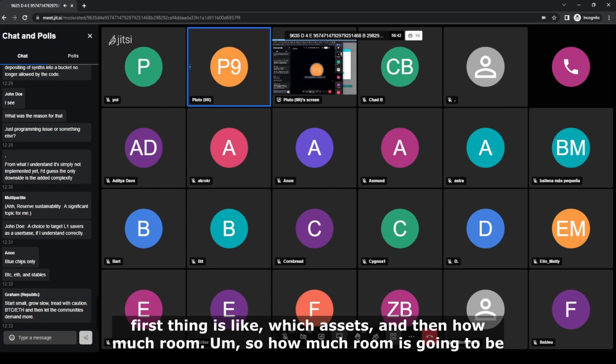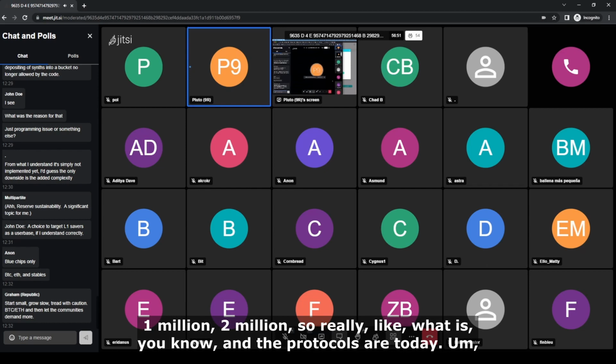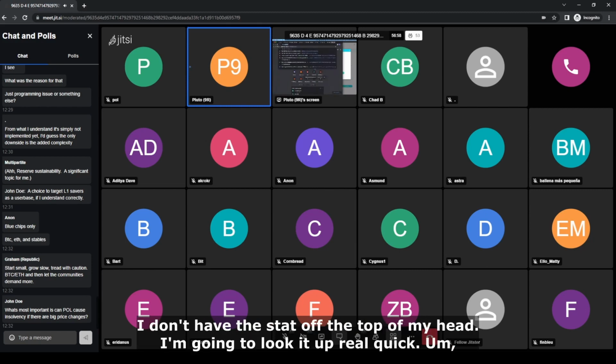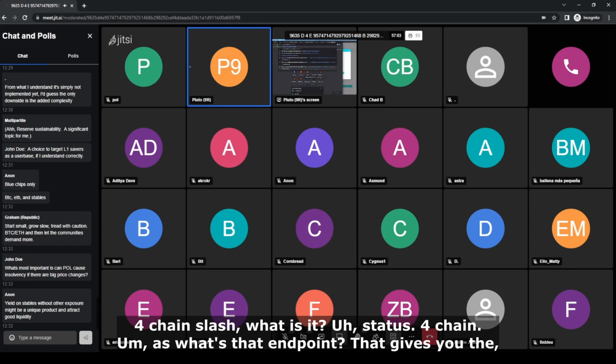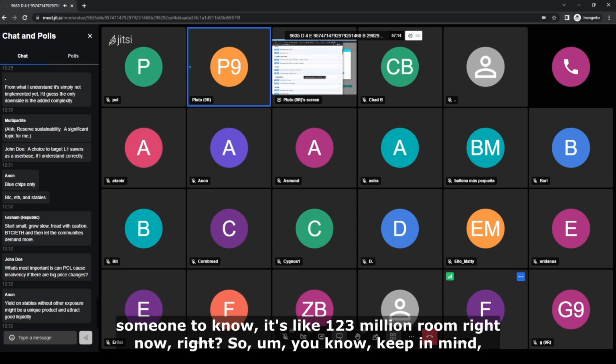How much RUNE is going to be the max deposit that the protocol reserve will trickle into the pools? We've heard 1 million RUNE, 2 million RUNE. So really, what is the protocol reserve today? I don't have the stat off the top of my head, but I'm going to look it up real quick. THORChain status. Guys, what's that endpoint that gives you that? Does someone know? It's like 123 million RUNE right now, right?